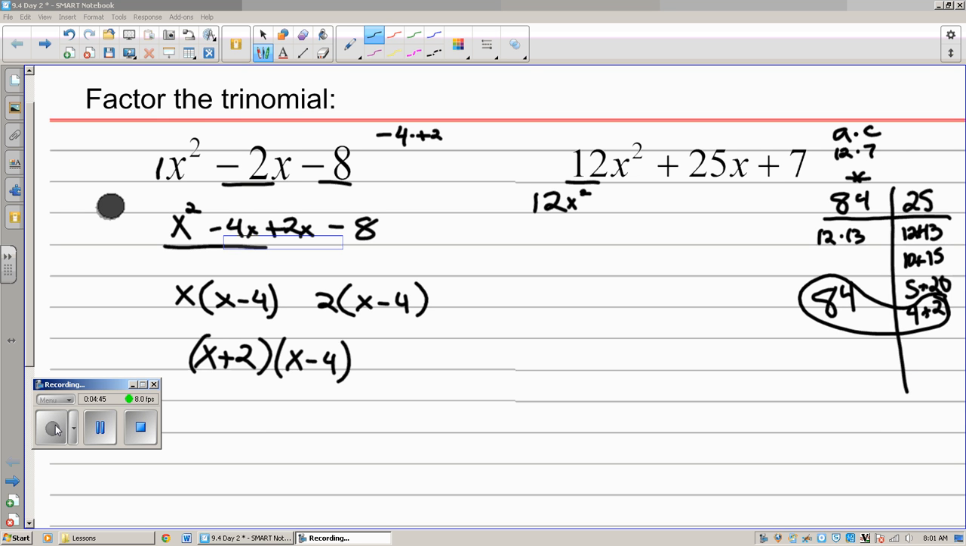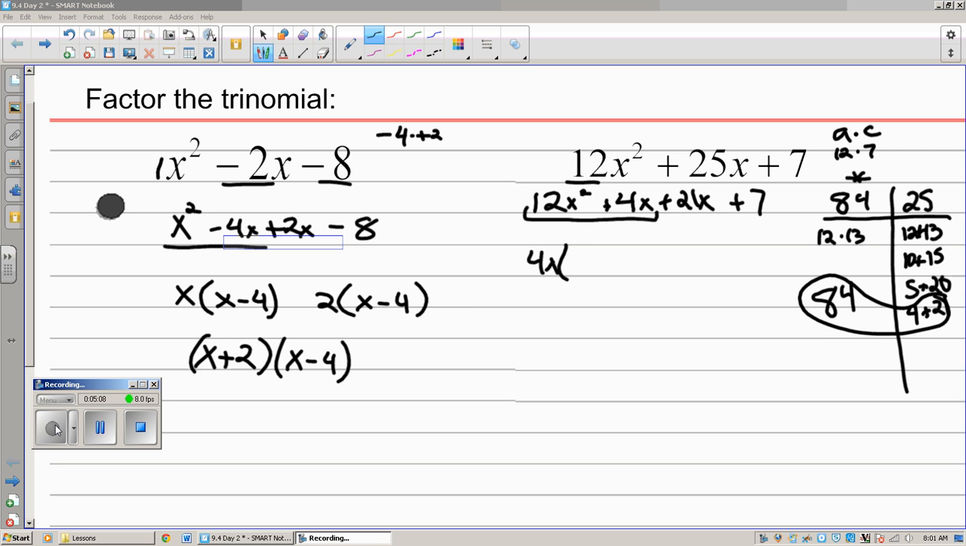So I split the middle term here. It's plus 4x plus 21x plus 7. Okay? And then I look for binomials that I can factor something out of, and here I can factor out a, what's that, a 4x?